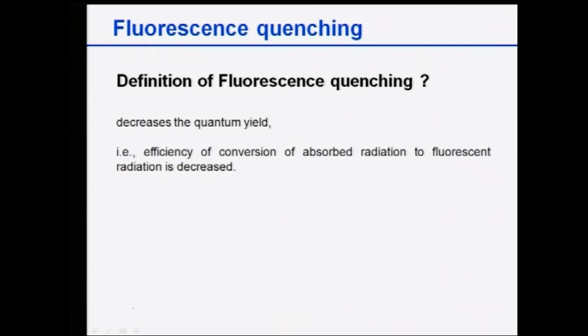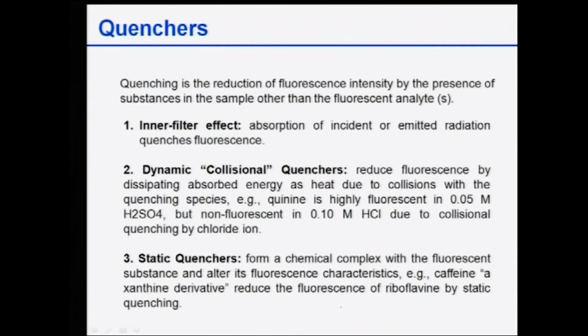Well, before I discuss the instrumentation, let me just talk about the definition of quenching. What is it? Fluorescence quenching is widely used. It basically leads to a decrease in the quantum yield. The efficiency of conversion of absorbed radiation to fluorescent radiation is extensively decreased because of quenching. Quenching is nothing but a reduction in the fluorescence intensity by the presence of certain substances in the sample or in the solvent, other than the fluorescent analyte.